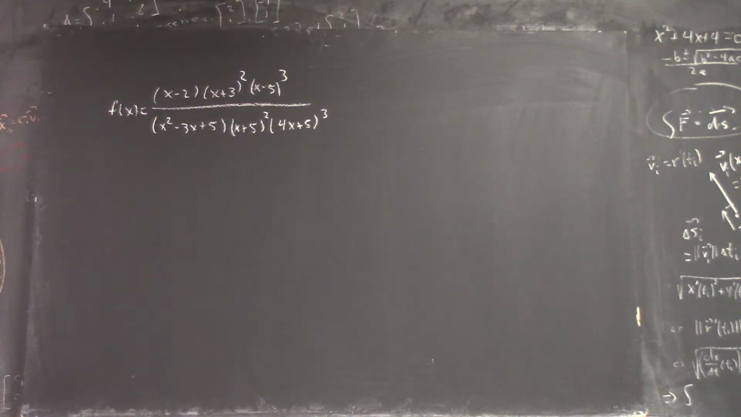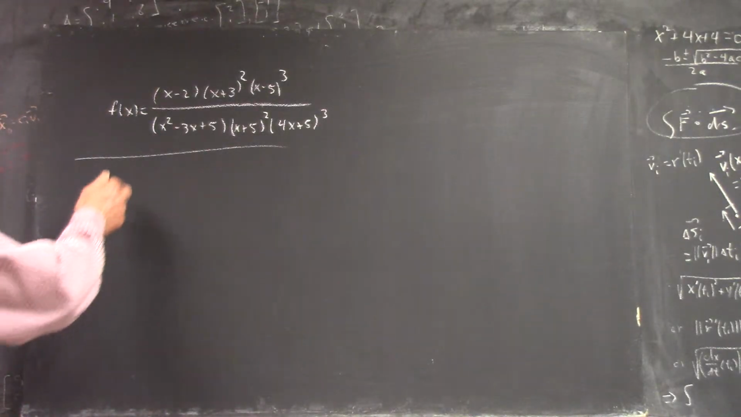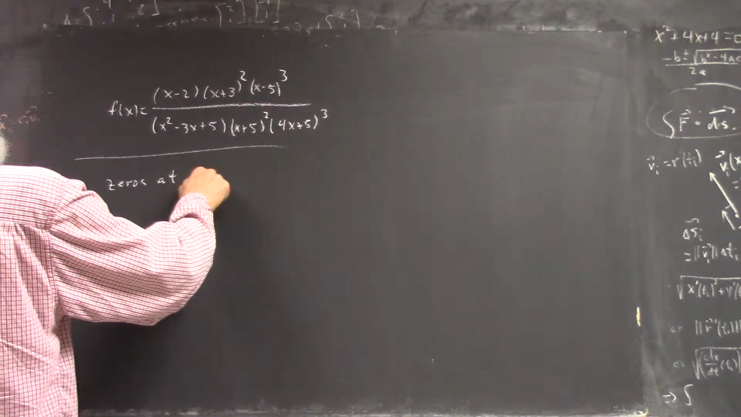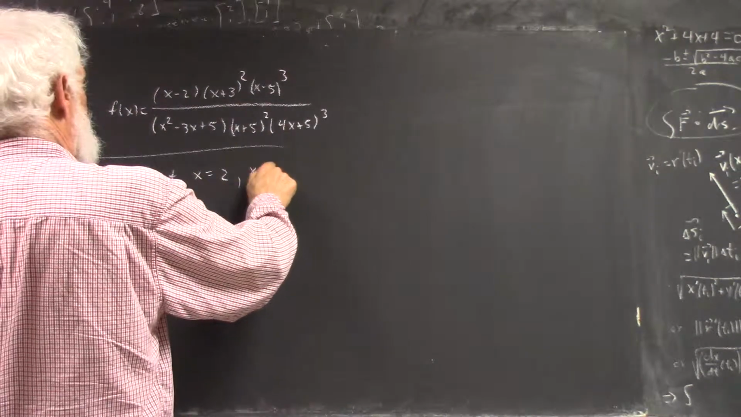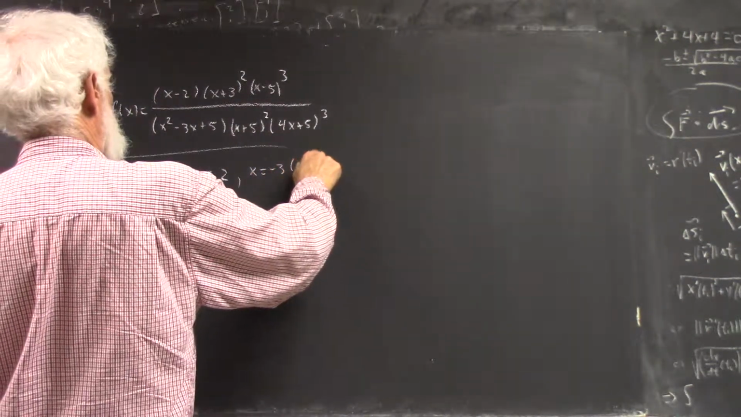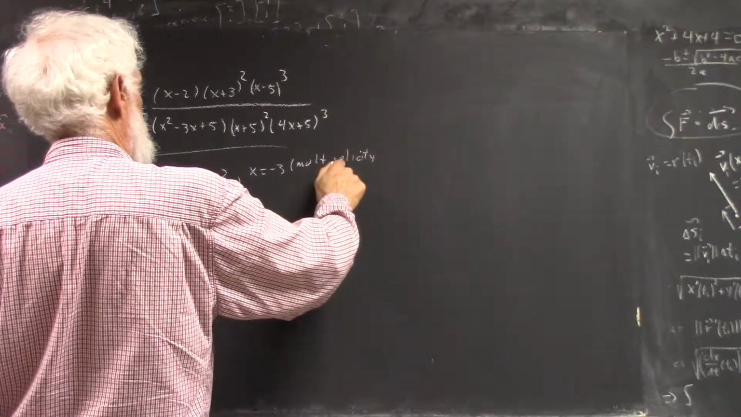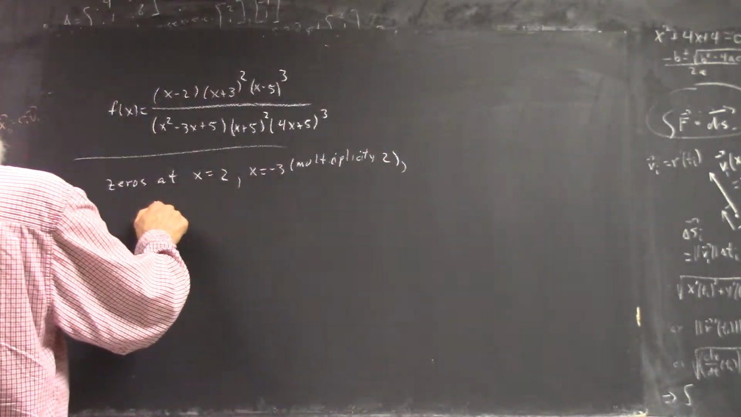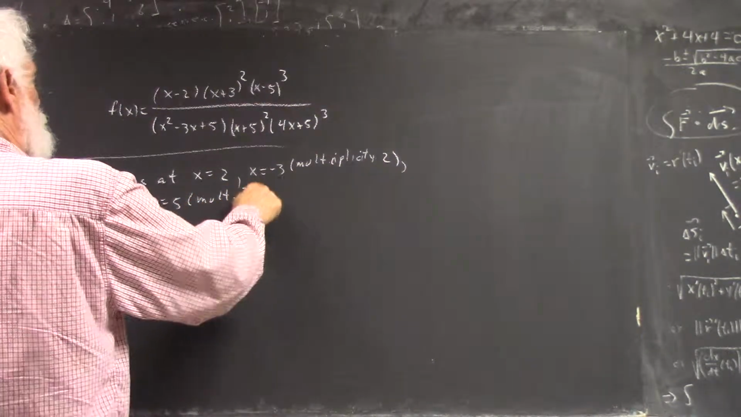So how do we graph this? Well, I'm not justifying everything, we've done that already. Obviously we have zeros at x equals 2, x equals negative 3 with multiplicity 2, and x equals 5 with multiplicity 3.